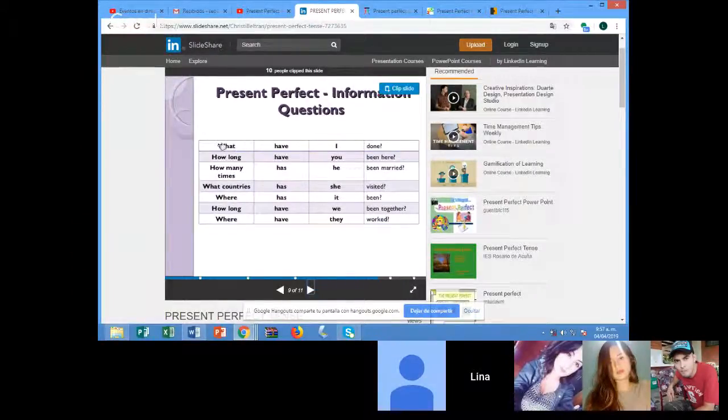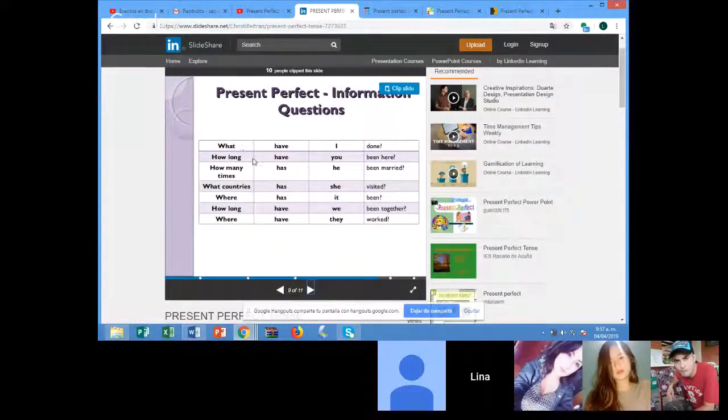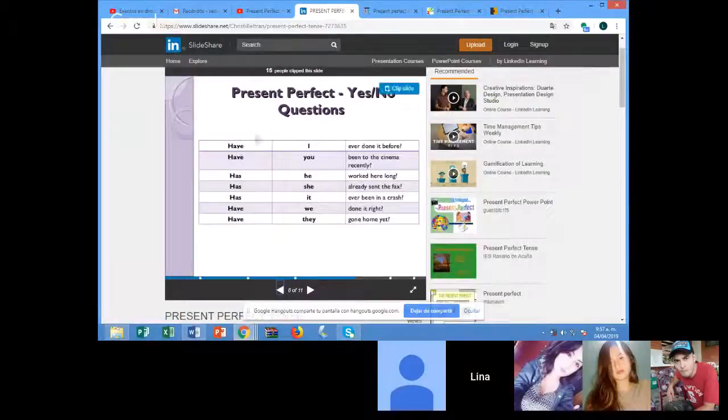Okay, we have here the information of W questions. But I don't want to focus on this because I want to focus just on the regular present perfect plus the third form of the verb. So I don't want to start with the W questions until this topic can be understood by you, okay? So do you have any questions until now?